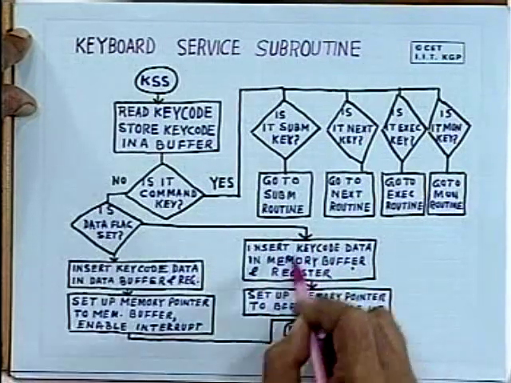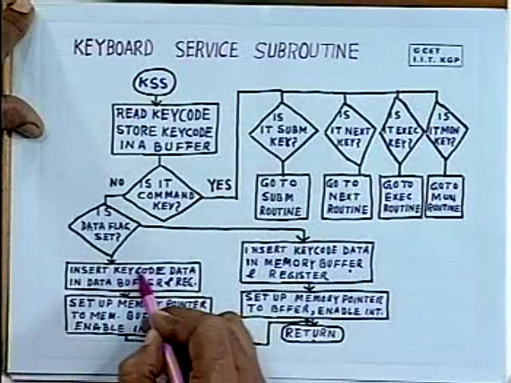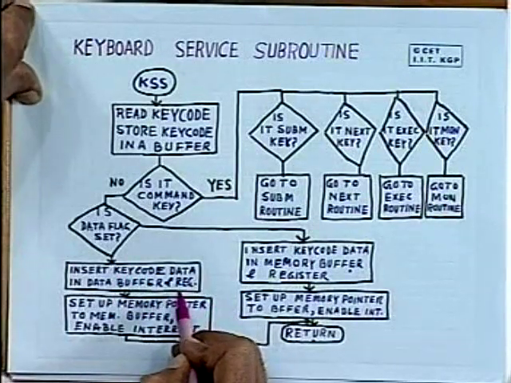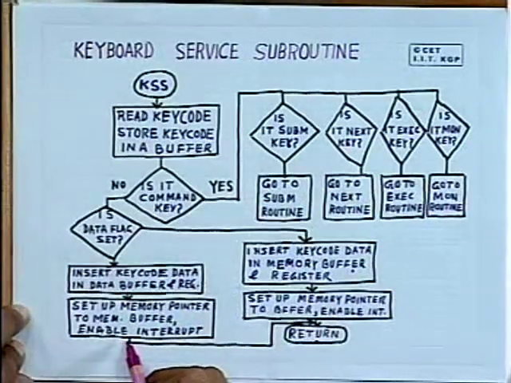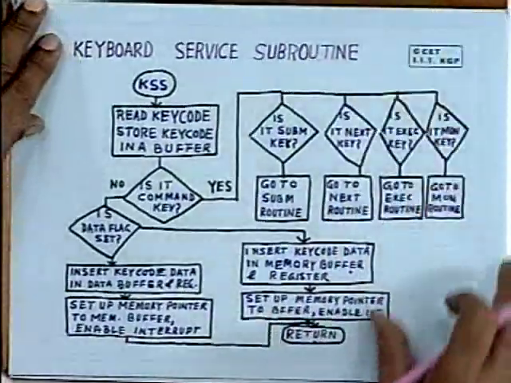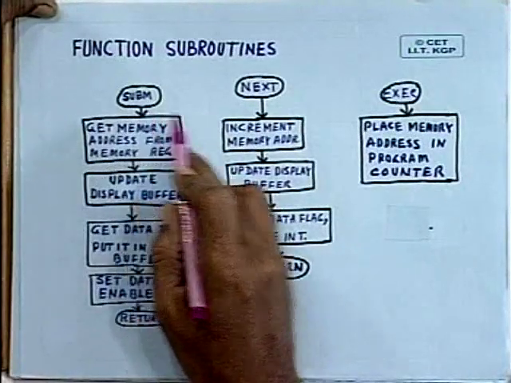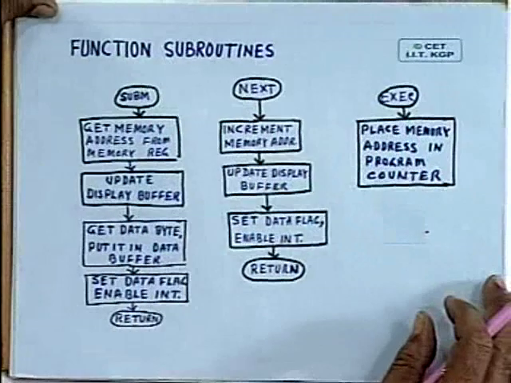So this part does the storage in the address part of the buffer, and it displays on the 4 address digits of the LED displays. Similarly, this part will store it in the data part of the buffer and display it on the 2 LEDs which are used for the data part. And these are the subroutines for substitute memory, next and execution.